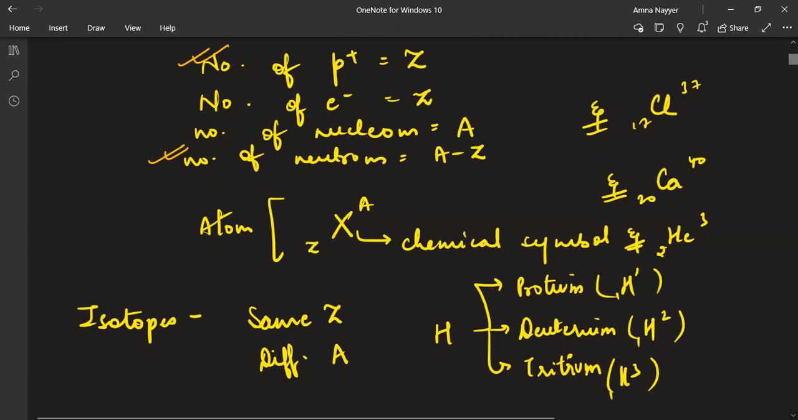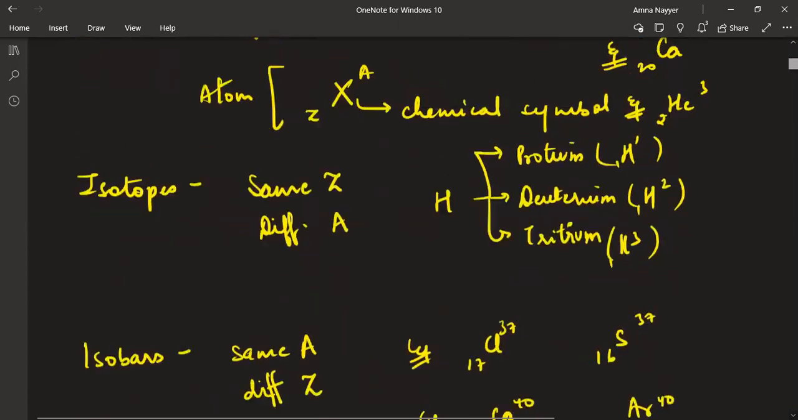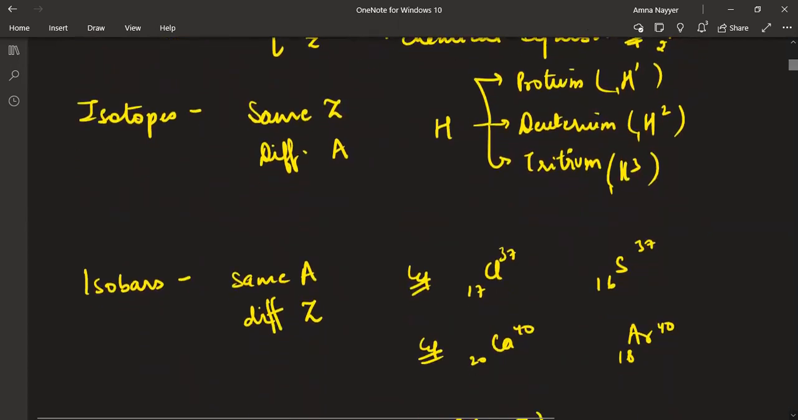So no need to go into radioactivity details, just a brief introduction. Then isobars are the opposite. You have the upper portion the same, that is, the mass number is the same, but in the lower corner you can see different values of atomic number, like chlorine and sulfur. Both have a mass number around 37.